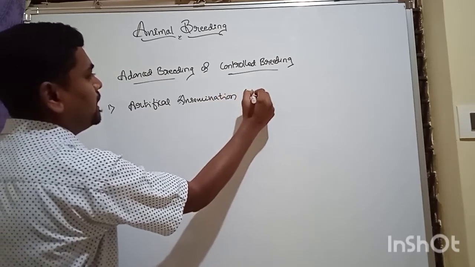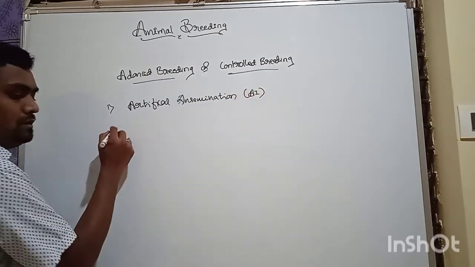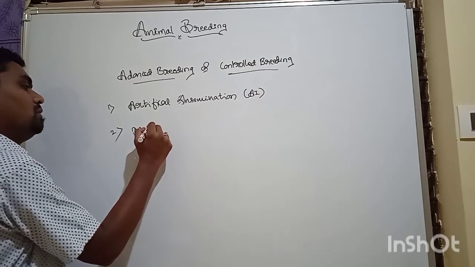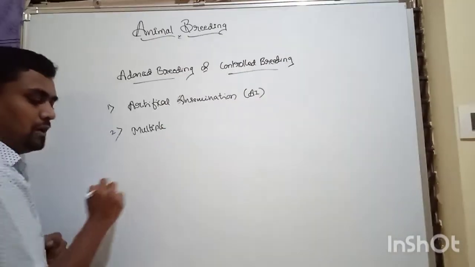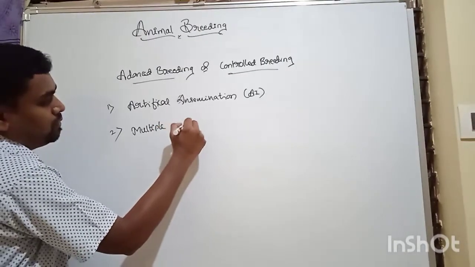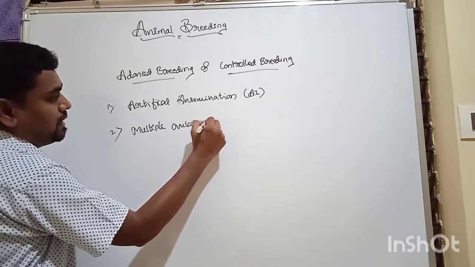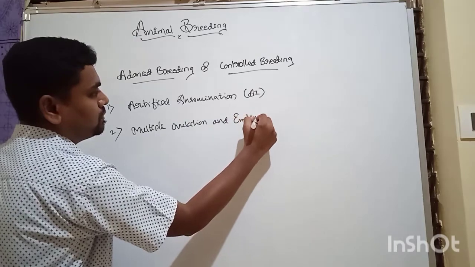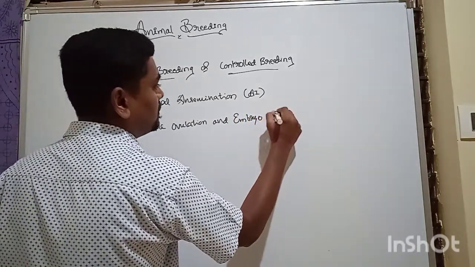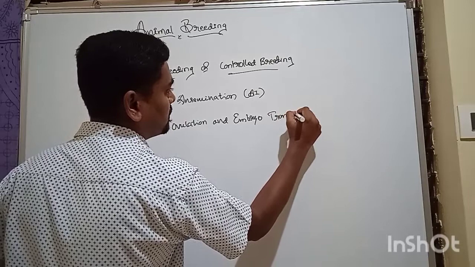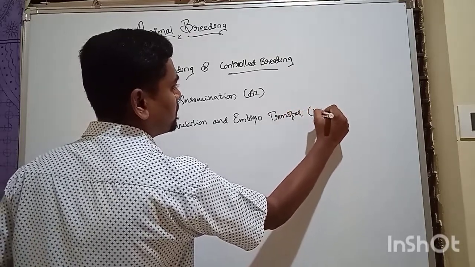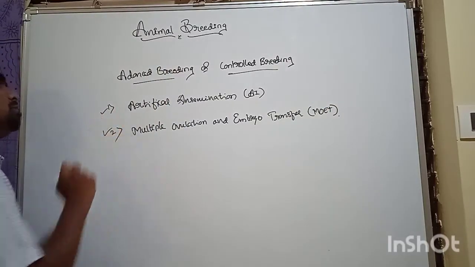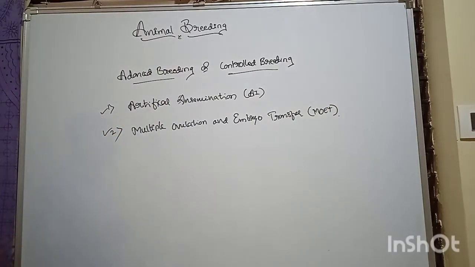We'll call it AI. The second one is multiple ovulation and embryo transfer. It's called MOET. Both are very important. We'll study them one by one.